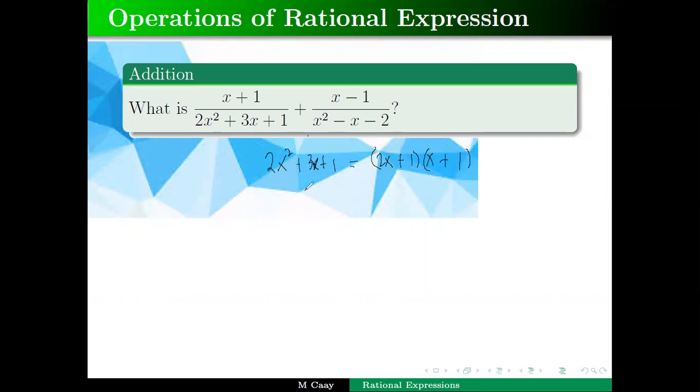I assume that we are already done with this. Otherwise, you have to review my past videos for the factoring method. Next, we have to get the factors of x squared minus x minus 2. So what are the factors of x squared minus x minus 2? I have x plus 1, and I have x minus 2.